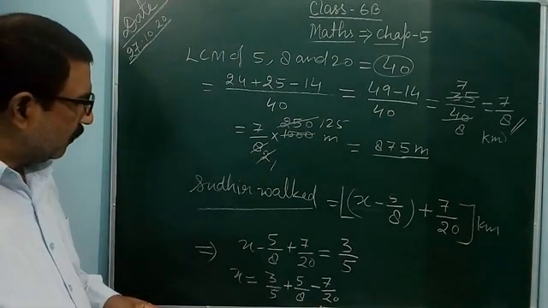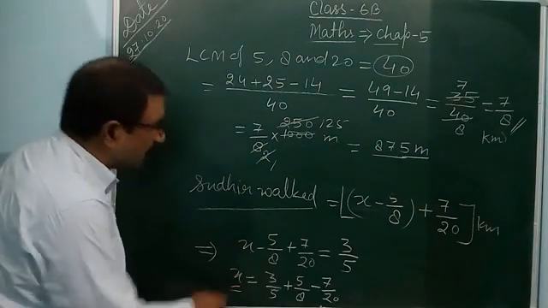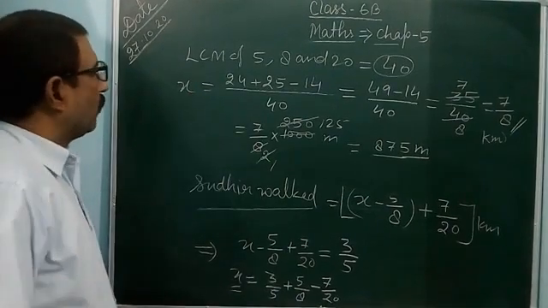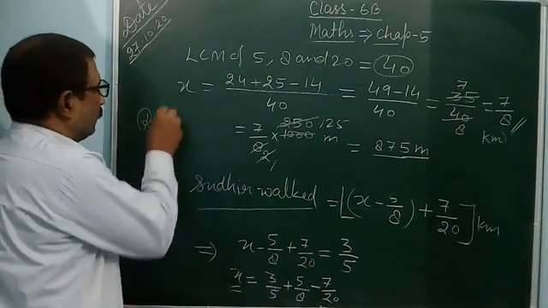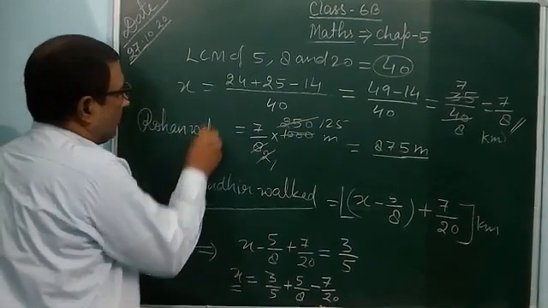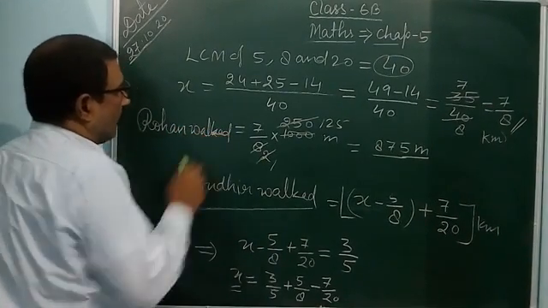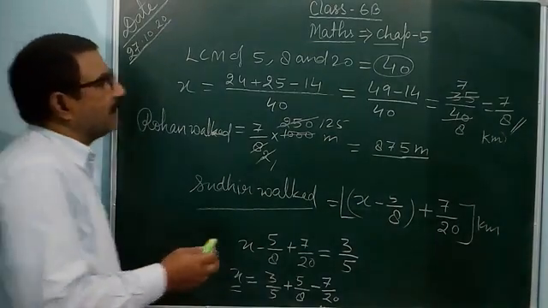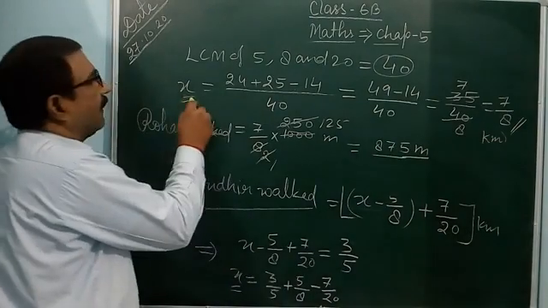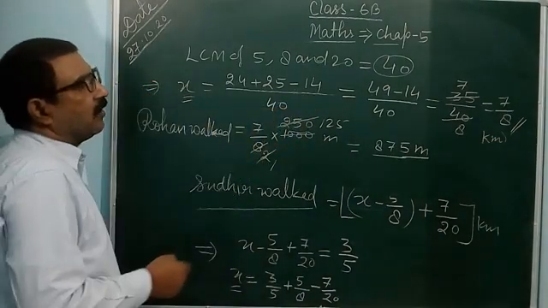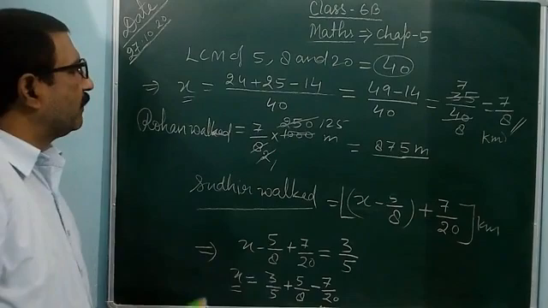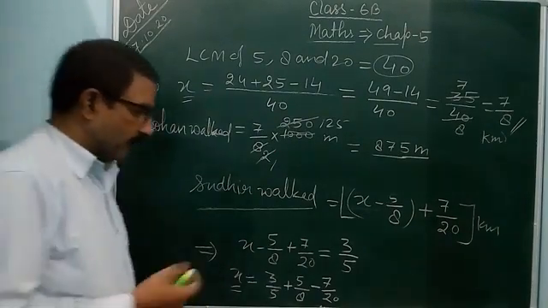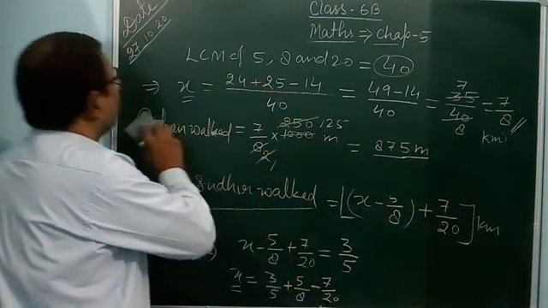So Rohan walked that. This is the value of x. x means Rohan walked. The question asks how far Rohan walked, because x is the unknown value for Rohan. So the value of x is coming 7/8 kilometer. 7/8 kilometer changed into meter will be 875 meter. So this is the answer. After that, the last question.